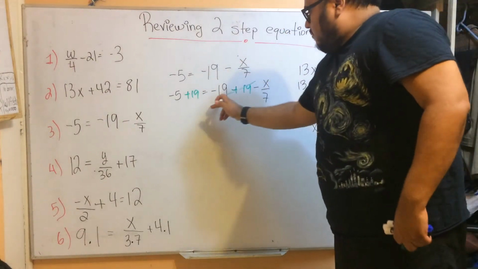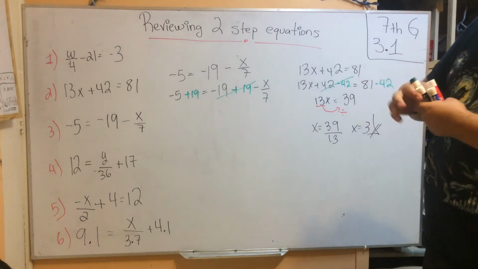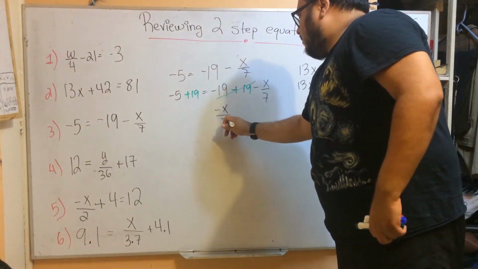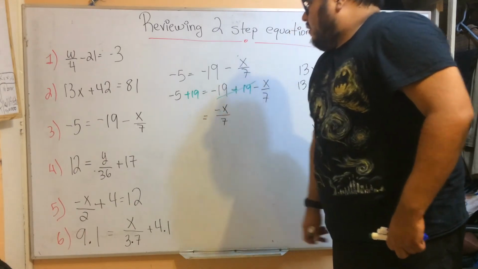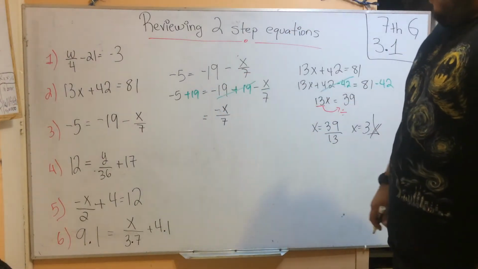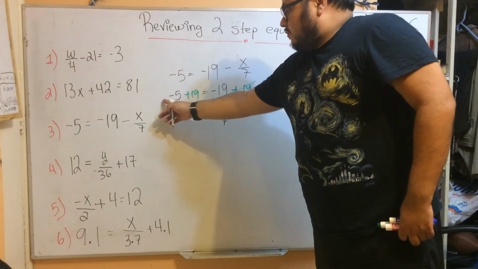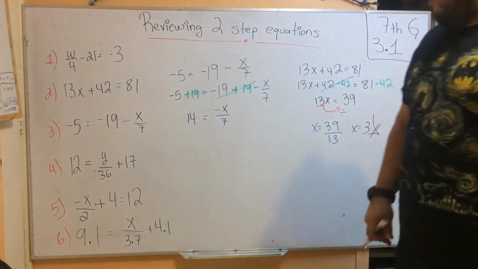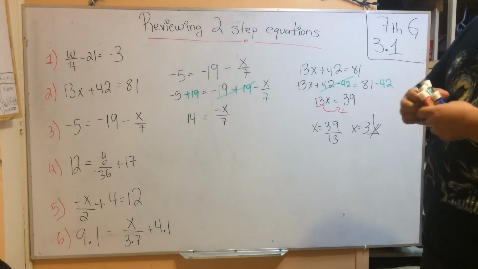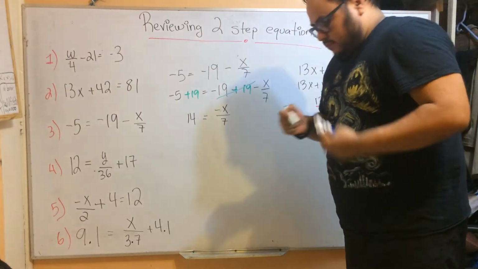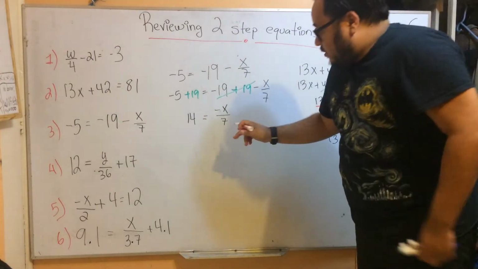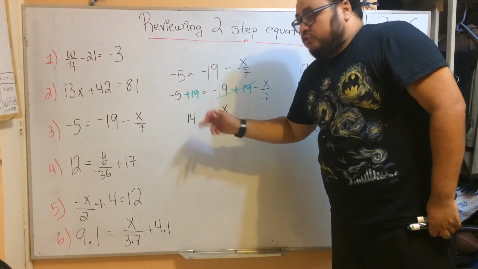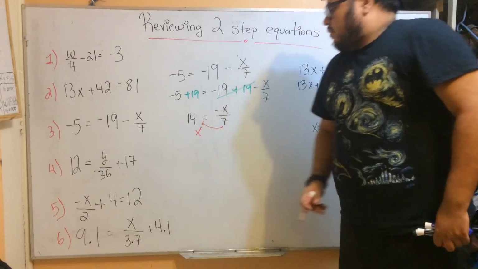Okay, so this becomes 0 and we're just going to have minus x divided by 7 and minus 5 plus 19, which is the same as having 19 minus 5, is going to be 14. Okay? Now this number is dividing. So how do I switch it to the other side?